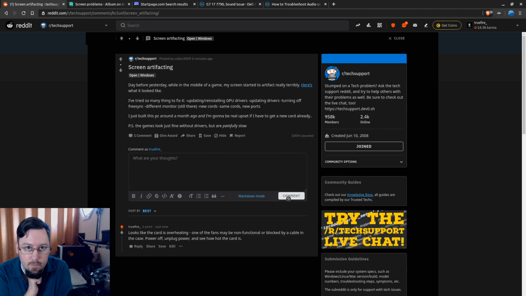Unplug that power cable. It's probably not a bad idea to unplug your monitor cables either, because they might be doing some sort of feedback through the graphics card. Probably far less likely, but still. And I said one of the fans may be non-functional or blocked by a cable in the case. When somebody does their first build, if they're not really neat with their cable management, fans can get blocked really easily by cables. Those cables may even shift if you don't mount certain things properly.